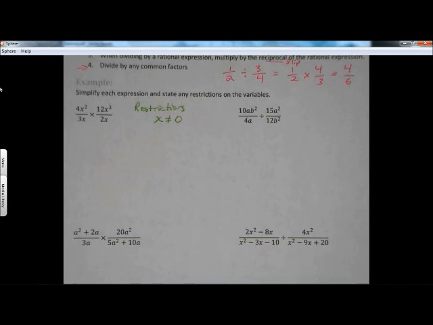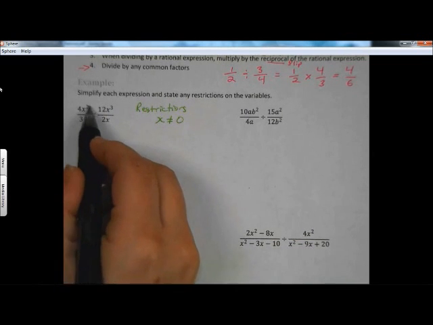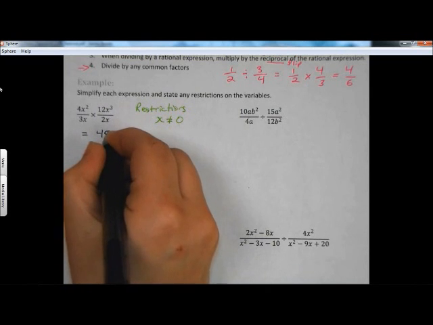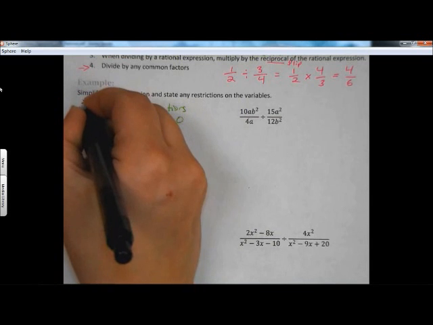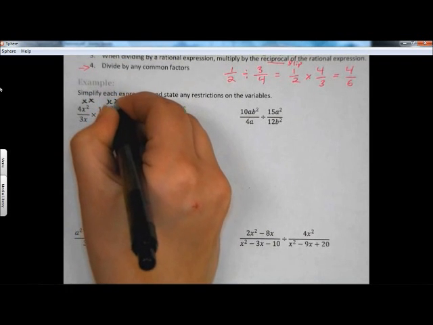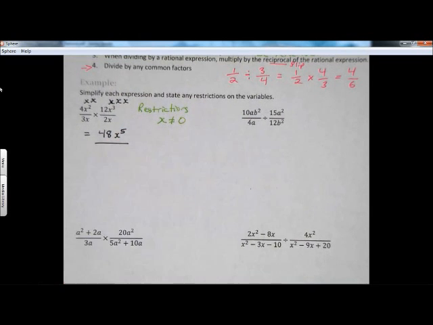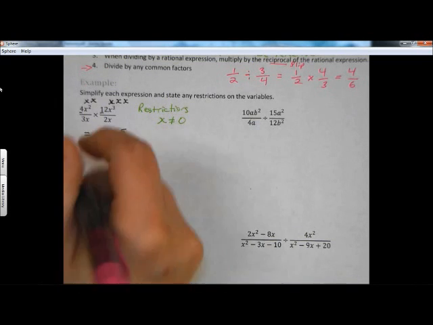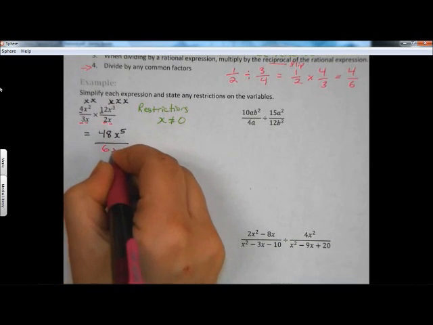So we're done with steps 1 and 2. Now we're going to treat it just like we would any other fraction. 4x squared times 12x cubed. Well, we multiply the 2 coefficients: 12 times 4, 48. X squared times x cubed, that's 2 x's and 3 x's. So how many altogether? 5. For our denominator, 3 times 2 is 6, and x times x is x squared.